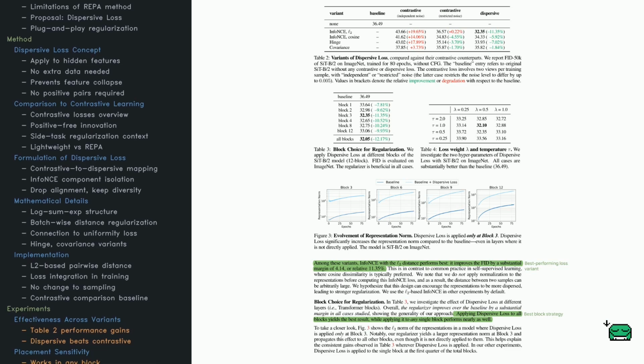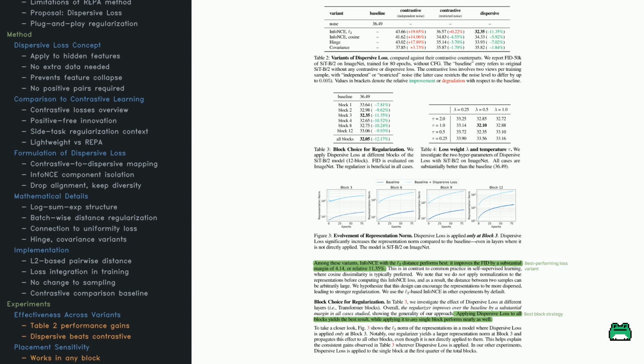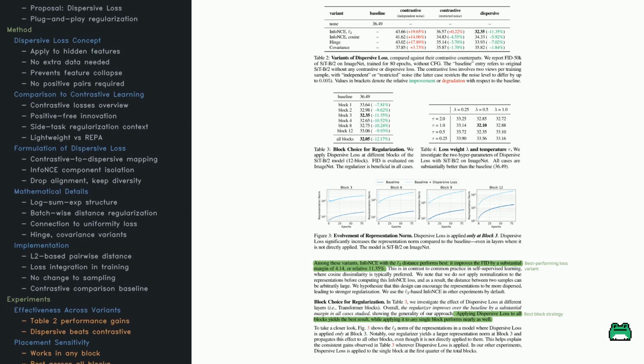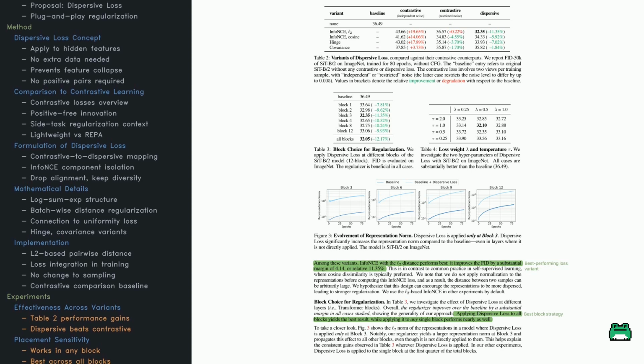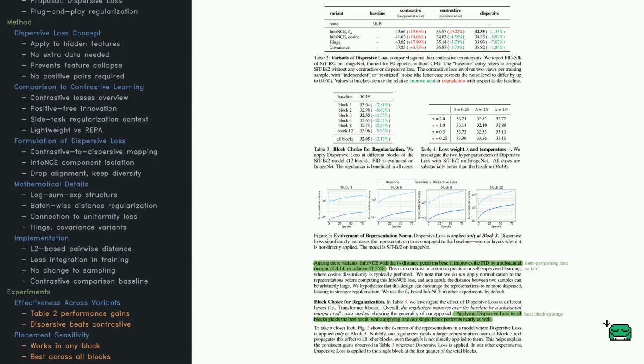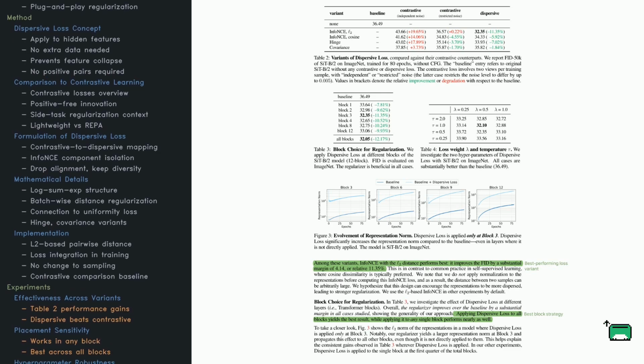Then the authors ask, where in the model should we apply this loss? Table 3 explores that by testing each transformer block individually. Turns out, it helps almost everywhere. Block 3 gives the best result. But here's the cool part. If you apply it across all blocks, the improvement gets even better, from 36.49 down to 32.05.